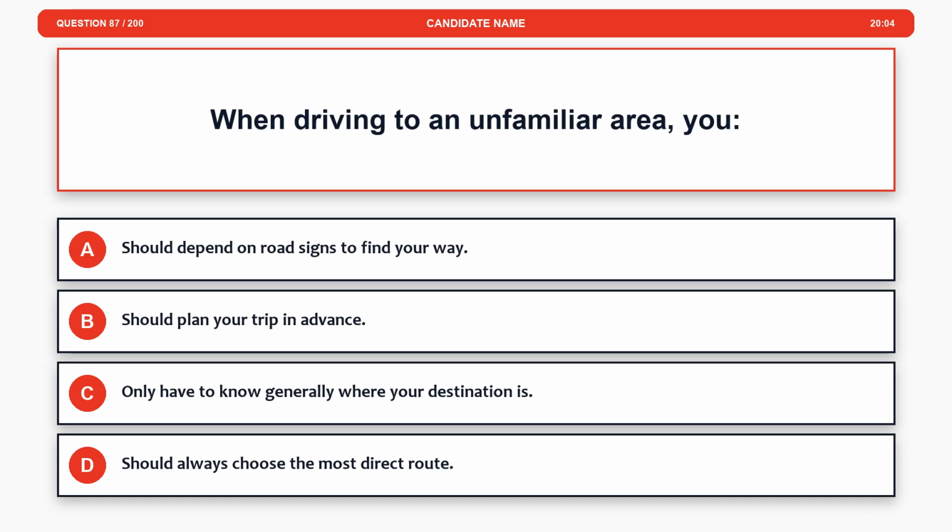Question 87. When driving to an unfamiliar area, you Option A, should depend on road signs to find your way. Option B, should plan your trip in advance. Option C, only have to know generally where your destination is. Option D, should always choose the most direct route.